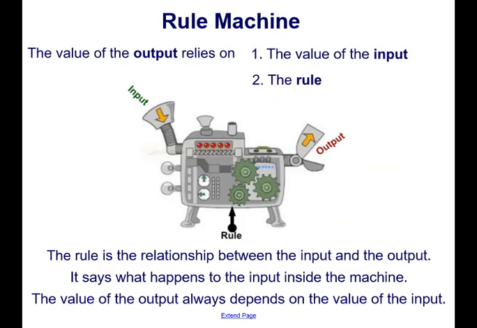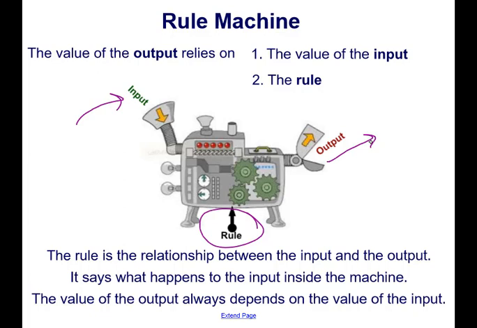So here is a good visual for that rule machine. The value of the output relies on number 1, the value of the input, and number 2, the rule. The rule is the relationship between the input and the output. It says what happens to the input inside the machine, right? You start out with the input going inside the machine. The rule churns it up and does something to that input. And then out comes the output. It spits out the other side of the machine. The value of the output always depends on the value of the input and then the rule.